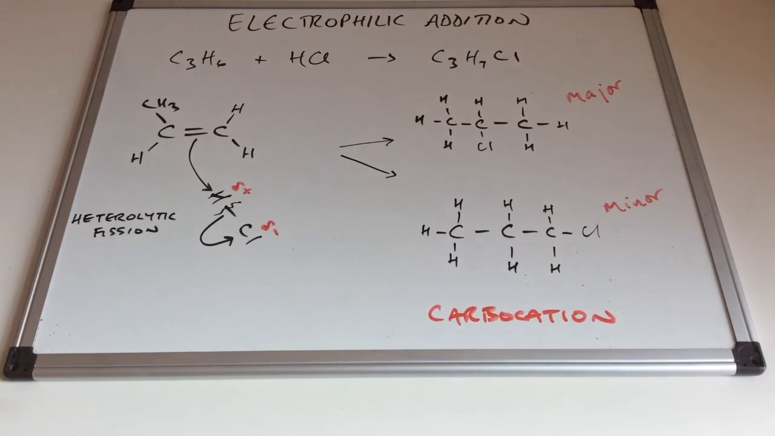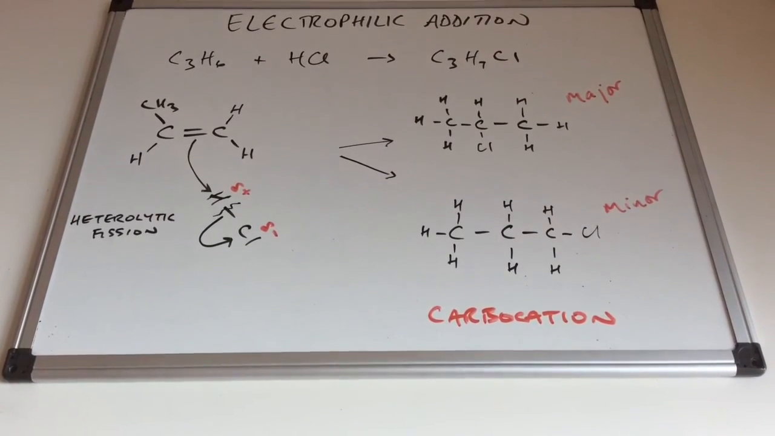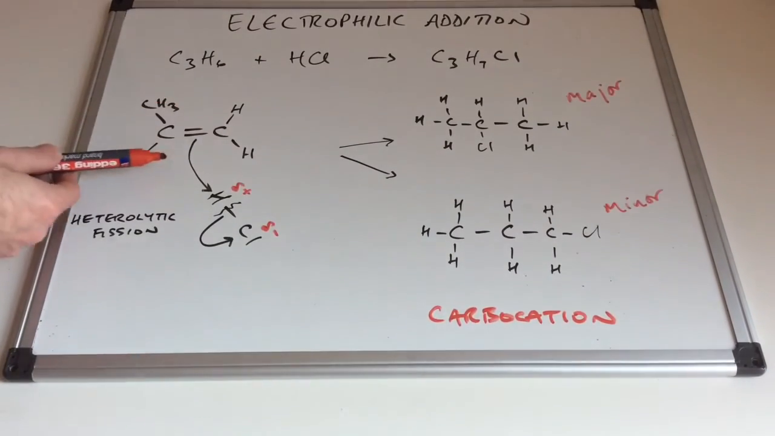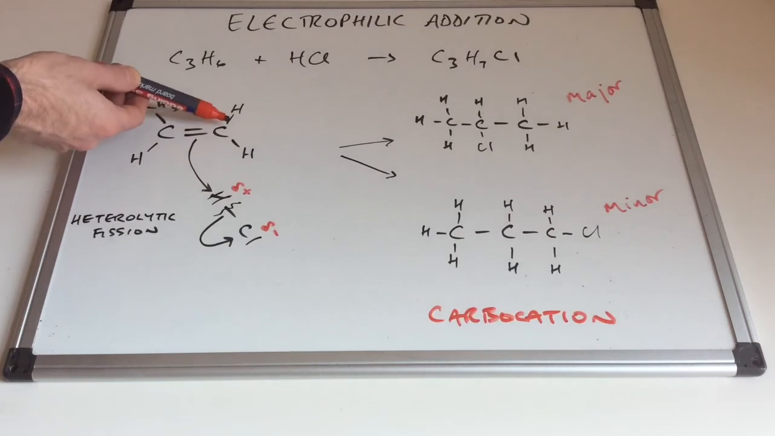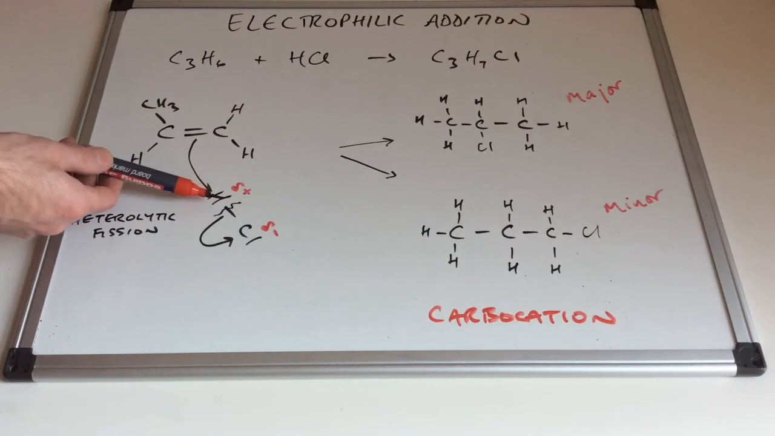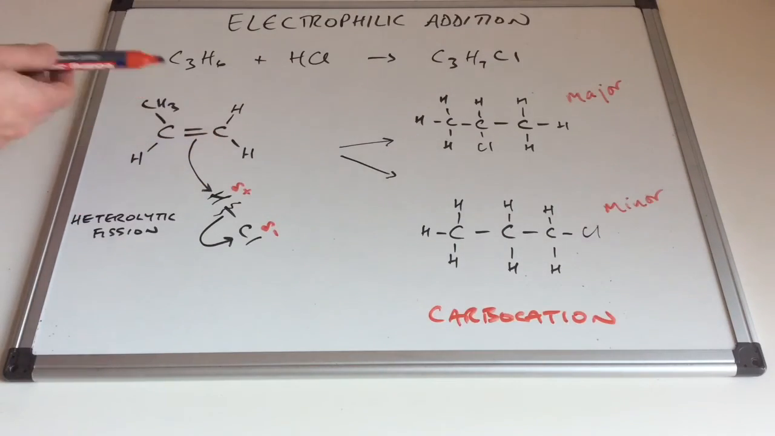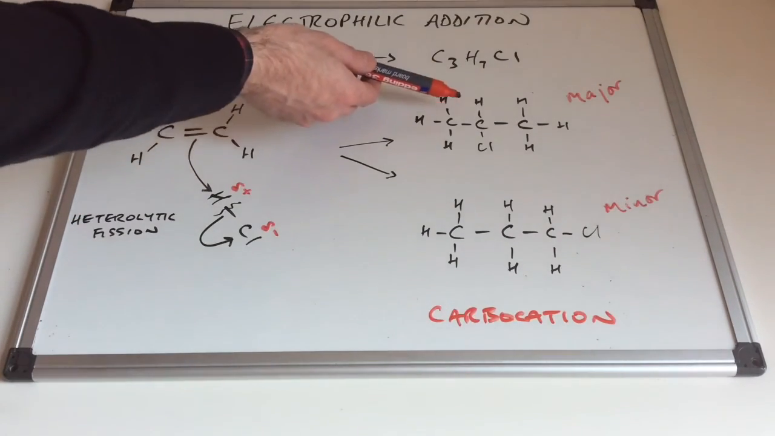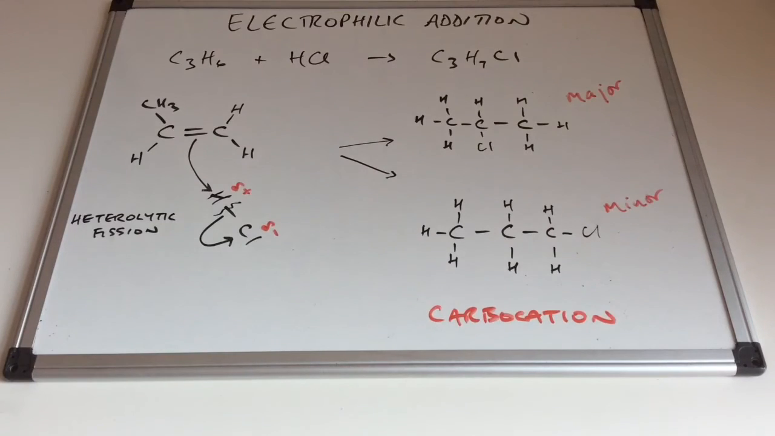The rule that I've followed there is Markovnikov's rule, which basically says that the hydrogen will add to the carbon which already has more hydrogens attached. So if we go back to the start here, this carbon has 2 hydrogens on, this one only has 1. So the hydrogen prefers to go to this carbon here because it produces the more stable carbocation.